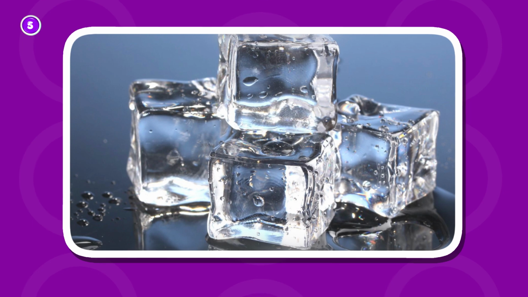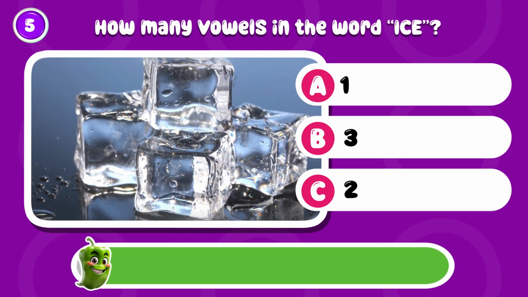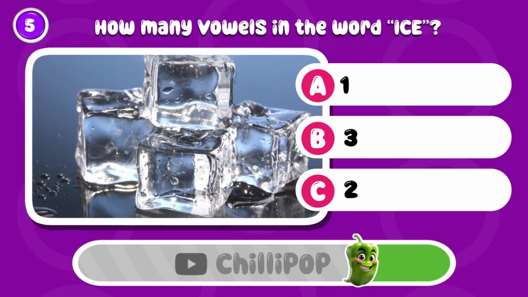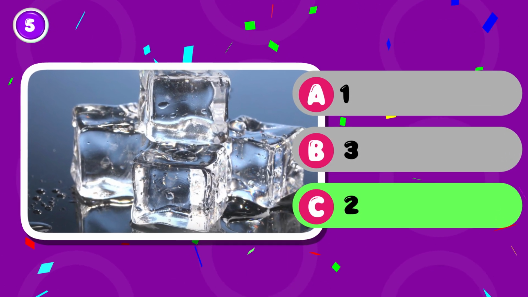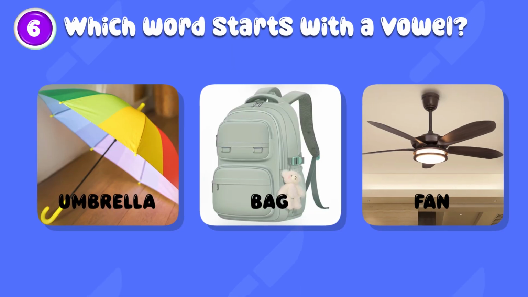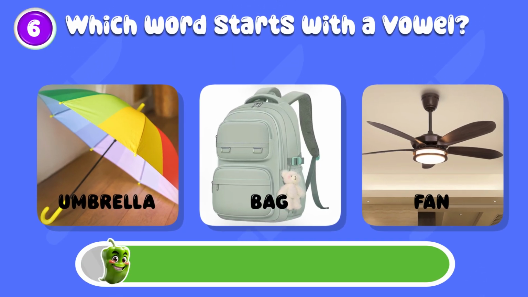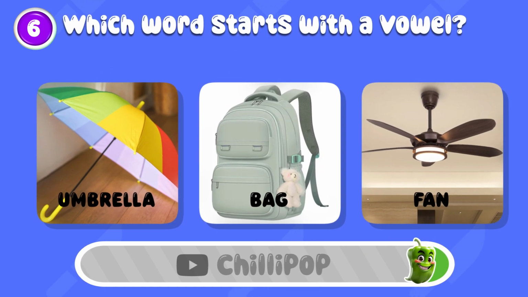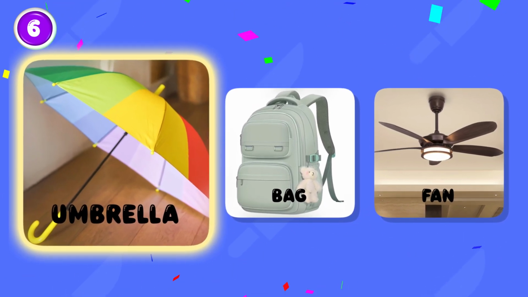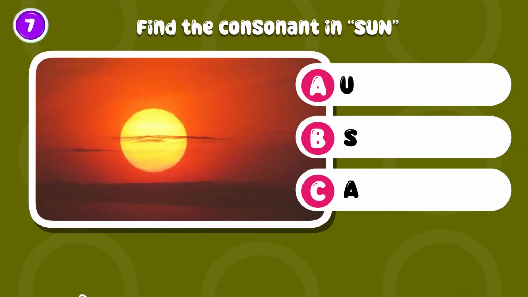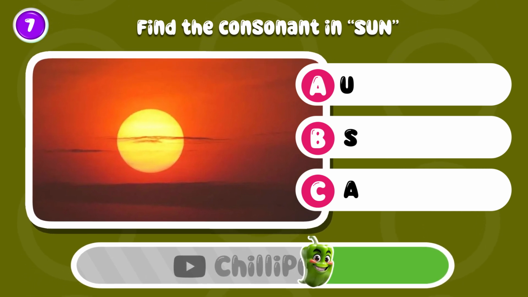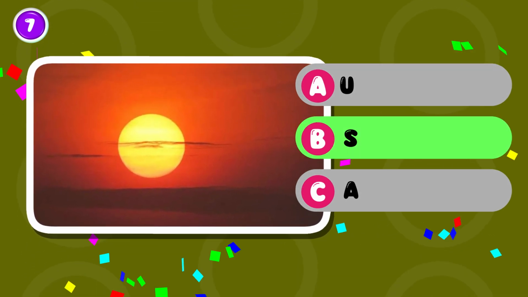How many vowels in the word ice? 1, 3, 2. Two. Which word starts with a vowel? Umbrella, bag, fan. Umbrella. Find the consonant in sun. U, S, A. S.